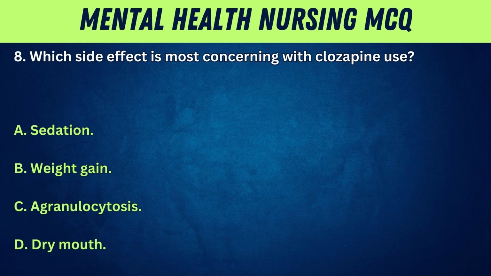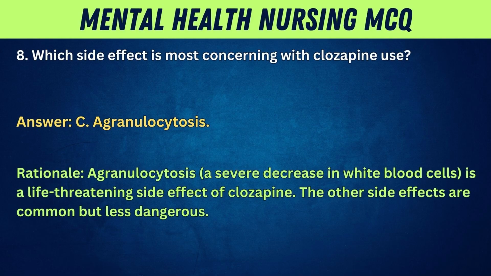8. Which side effect is most concerning with clozapine use? A. Sedation. B. Weight gain. C. Agranulocytosis. D. Dry mouth. Answer: C. Agranulocytosis. Rationale: agranulocytosis, a severe decrease in white blood cells, is a life-threatening side effect of clozapine. The other side effects are common but less dangerous.